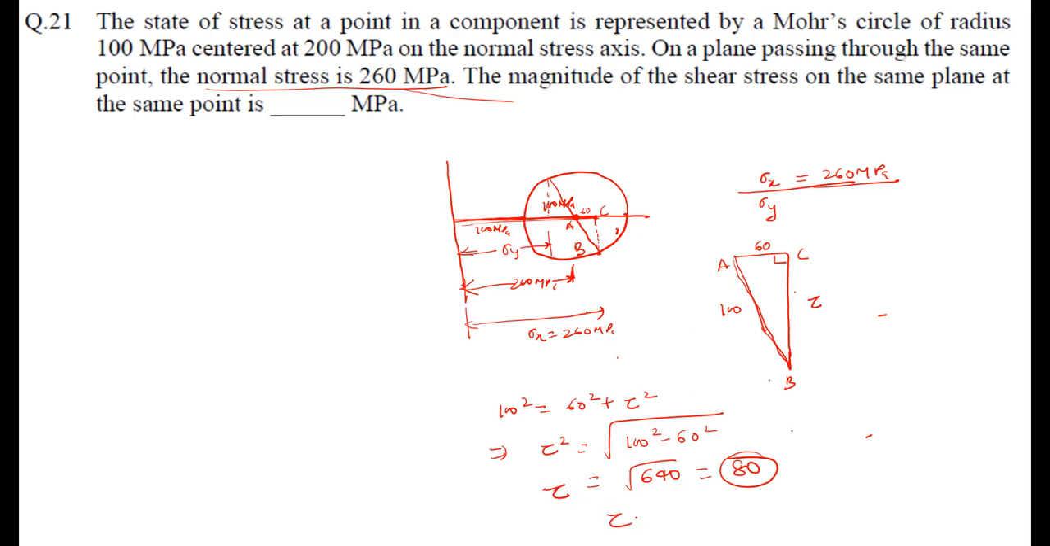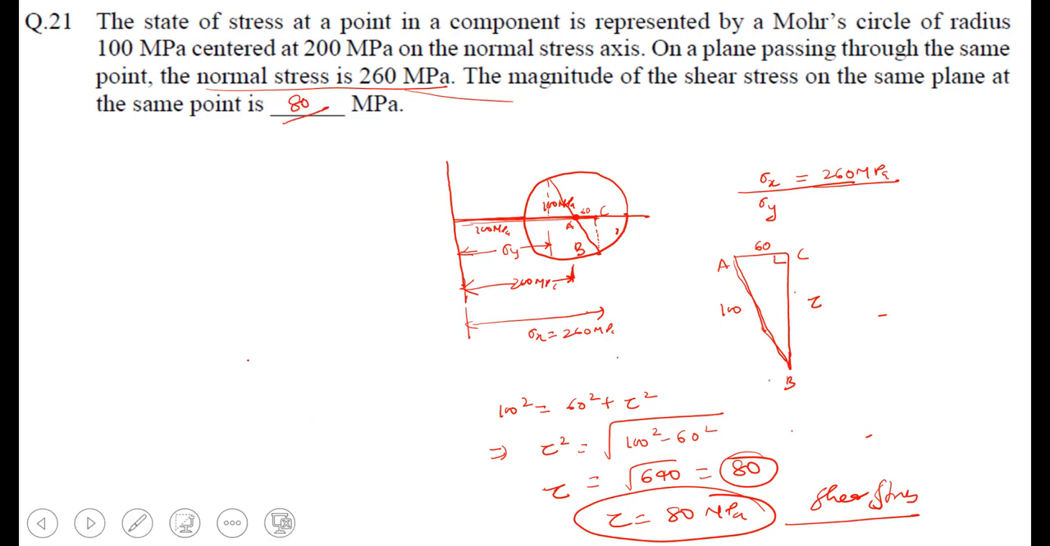So tau will be 80. So tau is 80 ampere. That means the shear stress is how much? 80 ampere. Okay, so the answer will be 80. Fine. Now let us move.